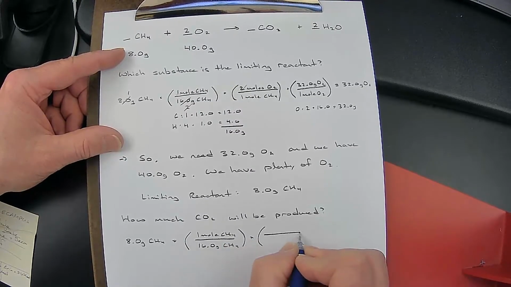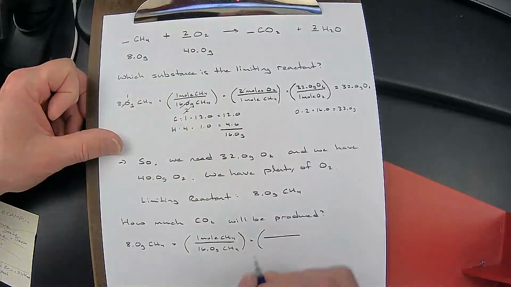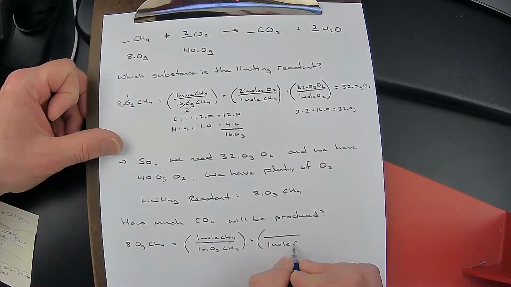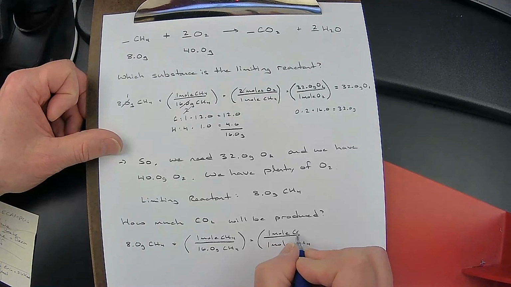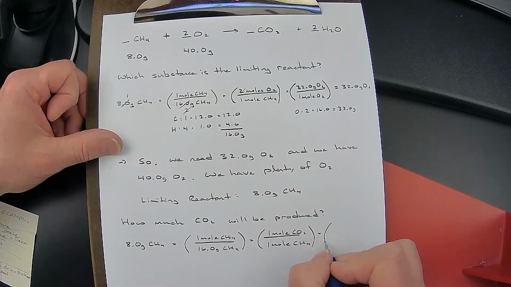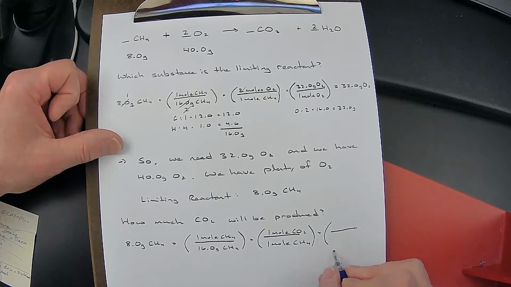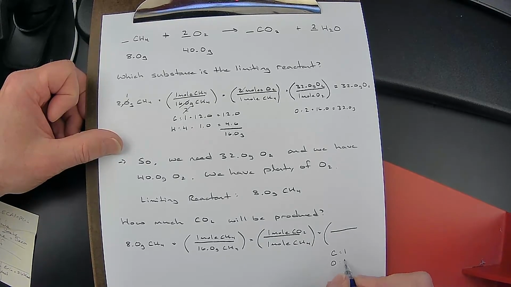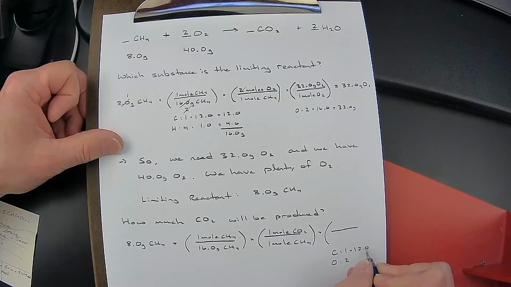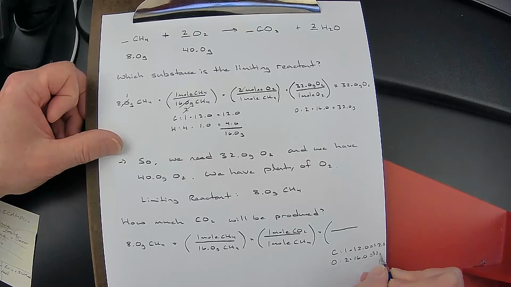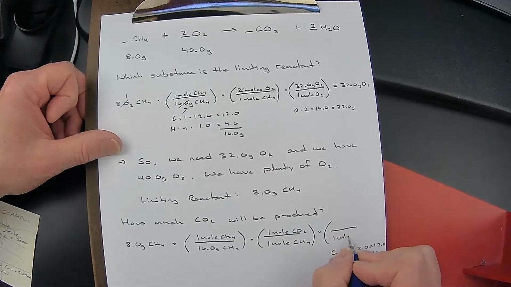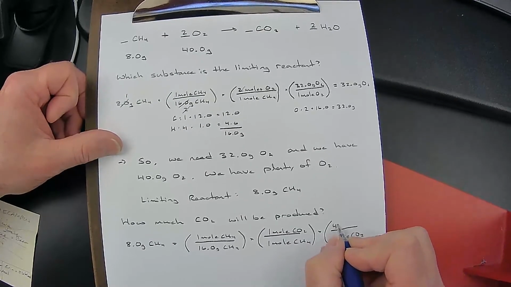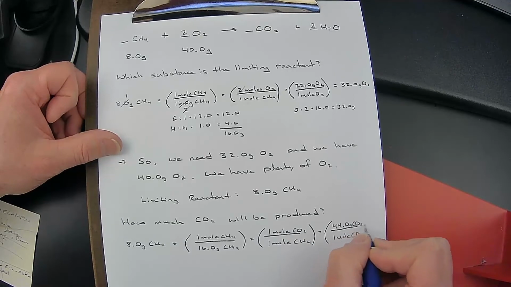The bottom piece will look the same: 1 mole of CH4 on the bottom, but this time we're looking for CO2, so there is also 1 mole of CO2 from the balanced equation. And then we have to calculate the molar mass of CO2. There's 1 C, there are 2 O's, that gives us 44.0 grams. So 1 mole of CO2 is 44.0 grams of CO2.